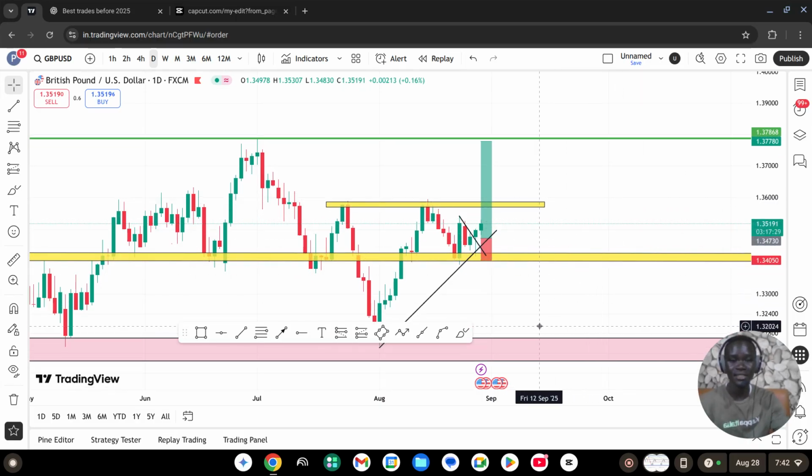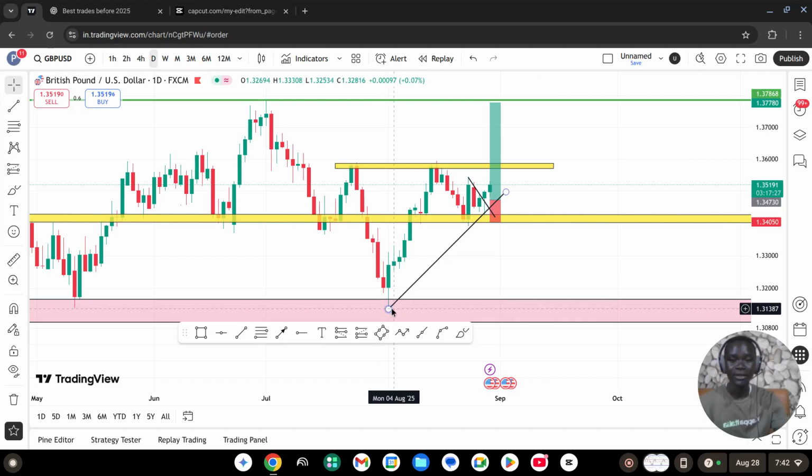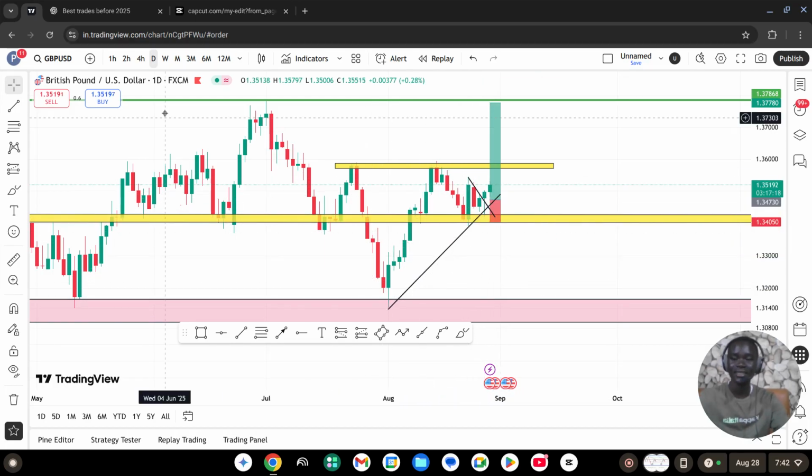So what I did was pretty simple. I came into the daily time frame. I connected these two dots, just like this, guys. This was the first touch, the second touch, then the market came for the third touch, and I waited for that third touch.